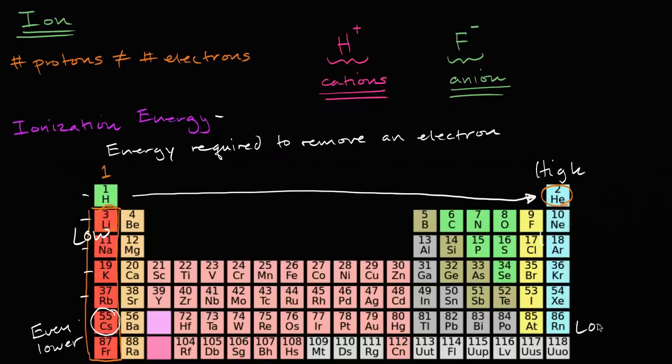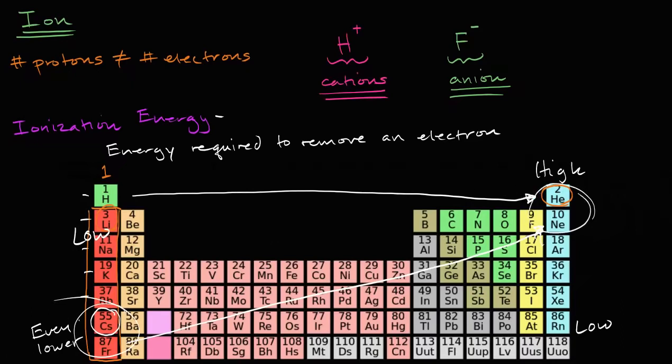So this is low. So once again, ionization energy, low to high as we go from left to right, and low to high as we go from bottom to top. Or we could say a general trend that if we go from the bottom left to the top right, we go from low ionization energy, very easy to remove an electron from these characters right over here, to high ionization energy. Very hard to remove an electron from these characters over here.